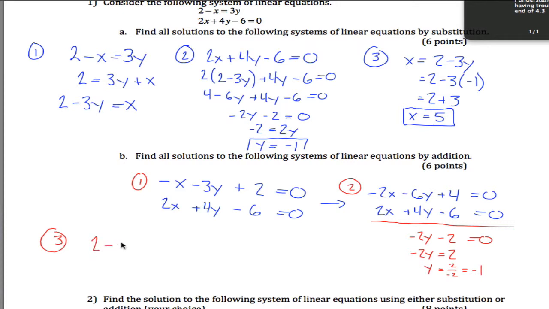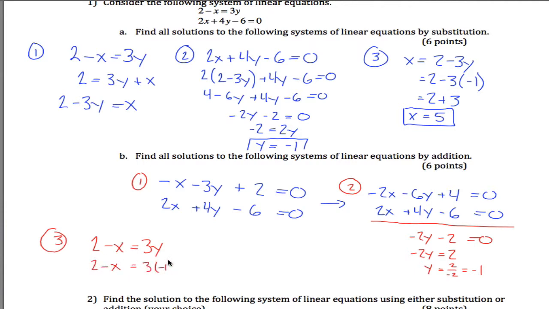I know that 2 minus x equals 3y. But I know that y is negative 1. So I know that 2 minus x equals 3 times negative 1. That is, I know that 2 minus x equals negative 3. So I want to know what x is equal to.